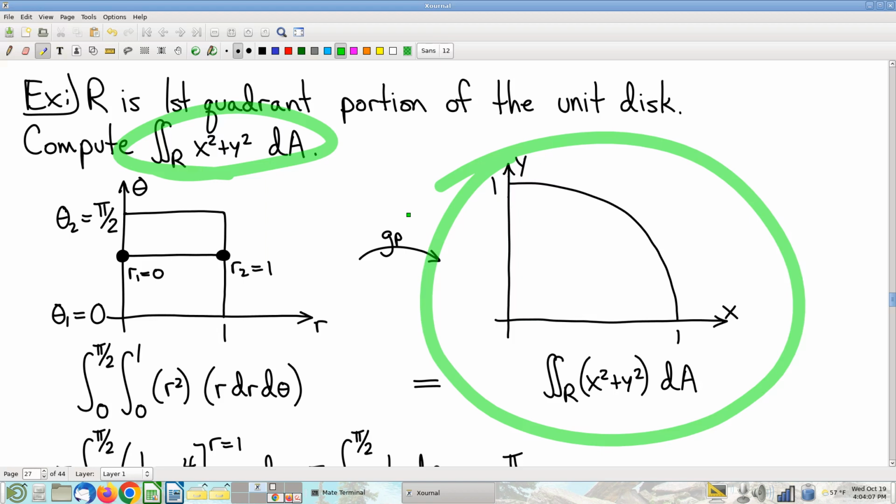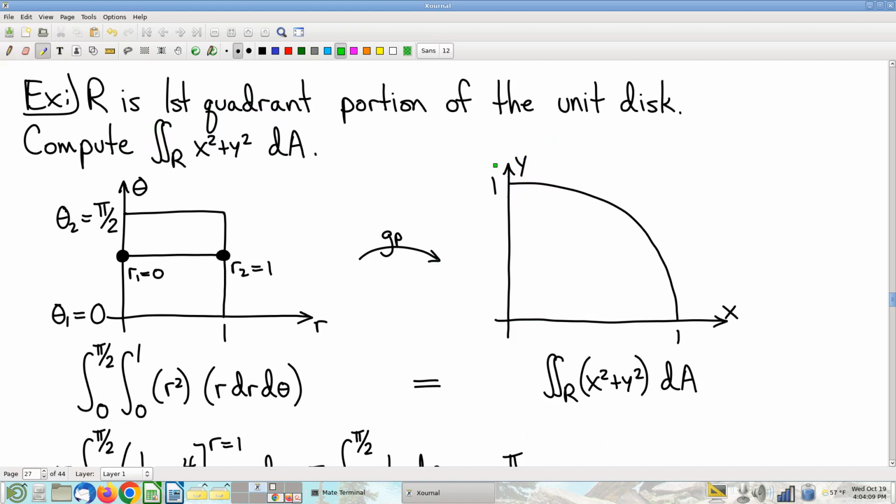Okay. All right. I claim that quarter disk is the image by the polar coordinates function of this rectangle. And I got to justify that for you, but you can see why this would be good news, because doing an integral on this rectangle, no problem. It's a rectangle, everybody's favorite domain. Right? So now, how do I know that this is as I claim?